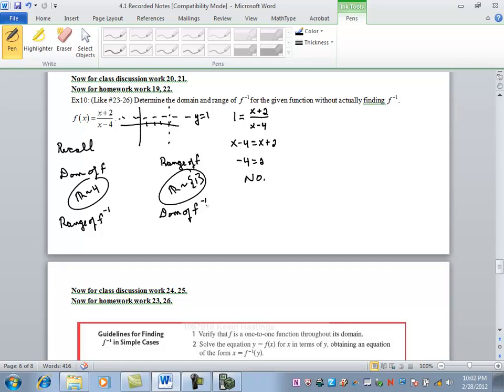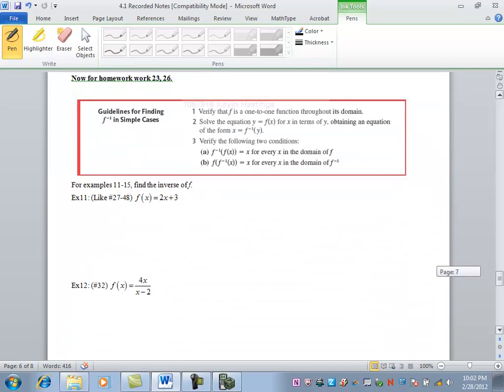Well, based on what we know about the domain of f, the range of f inverse is all reals except for 4. And the domain of f inverse is all reals except for 1. Alright, so we can do all that just based off of our knowledge about the function itself. And so we've got a couple problems to work for class discussion and a couple problems to do for homework. So if you'd take a look at those, that'd be great.